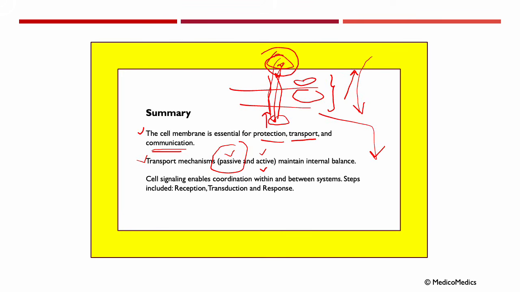And one very crucial and central pump in our cells is the sodium-potassium pump. Vital for life. It utilizes active transport. So you can imagine and speculate, if our body doesn't produce, for whatever reason, enough ATP, will these pumps function? That will affect them. And what are the consequences of that throughout our body? Then we have cell signaling, which enables coordination within and between different systems. And the steps included were reception, transduction, and response.